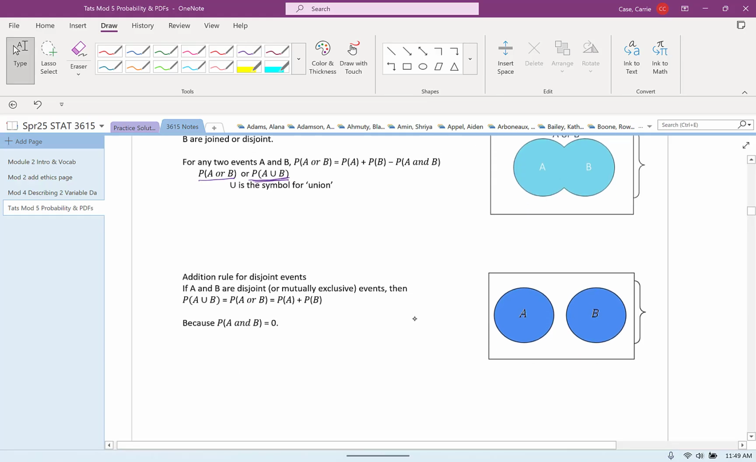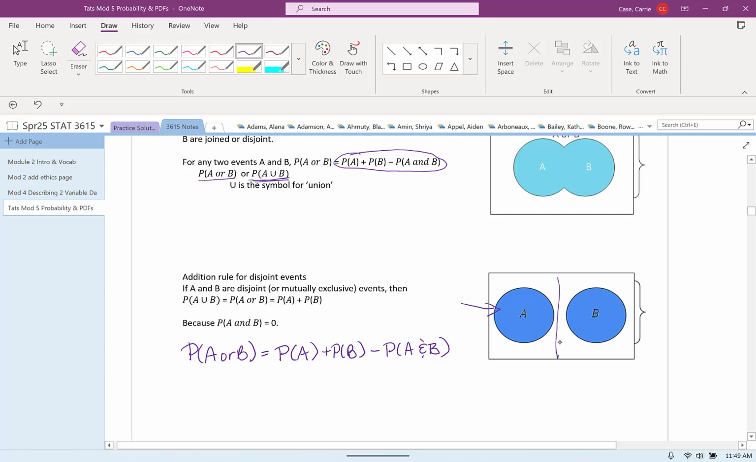The addition rule for disjoint events is the same thing. It's the probability of A union B is equal to probability of A or B is equal to this same thing up here, probability of A plus the probability of B minus the probability of A and B. But because we have disjoint events, the probability of A and B occurring at the same time is 0. And so that falls out of the equation, and that's why our equation doesn't have that part in it.